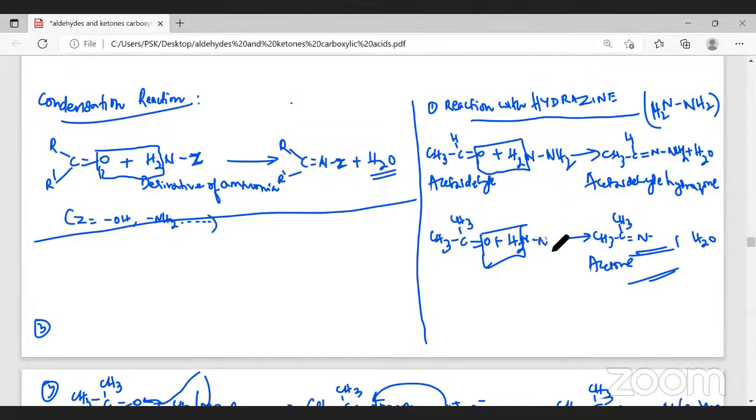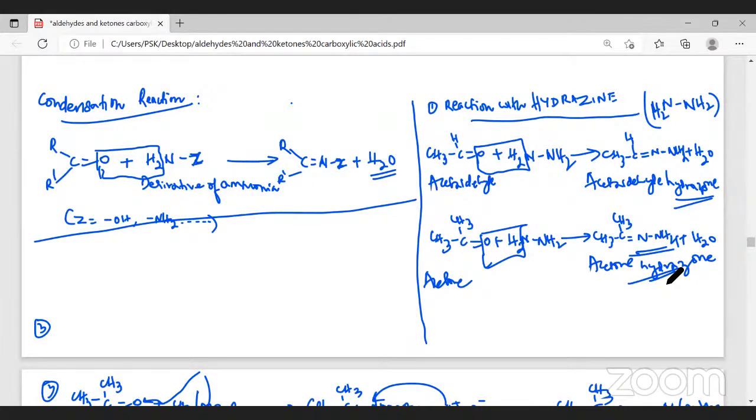Here, if you react it with acetone, the product you get is N NH2 here. Water gets eliminated. This is called acetone hydrazone, ZONE. When you use hydrazine, the product is named hydrazone, ZONE. So here it will be acetaldehyde hydrazone, and here it will be acetone hydrazone. Followed?